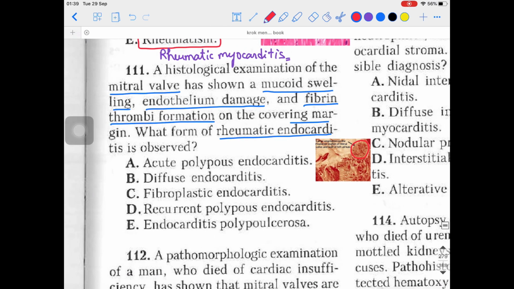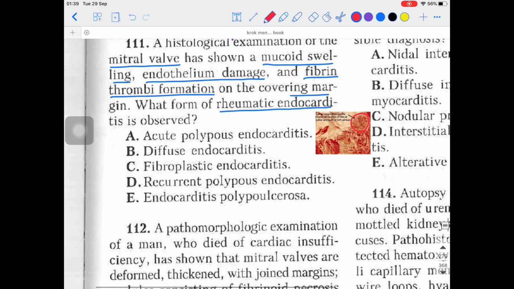If they talk about SLE, systemic lupus erythematosus, we'll be discussing it in a few minutes. But if they talk about SLE, then which kind of endocarditis might you find? In that case your answer should be Libman-Sacks endocarditis. Please remember that, you may note it down as well. So in SLE, it will be Libman-Sacks endocarditis. If they ask about rheumatic endocarditis, then it can be polypus endocarditis.